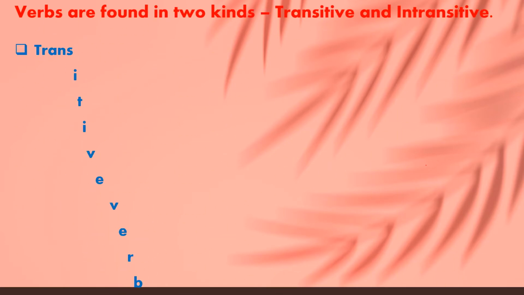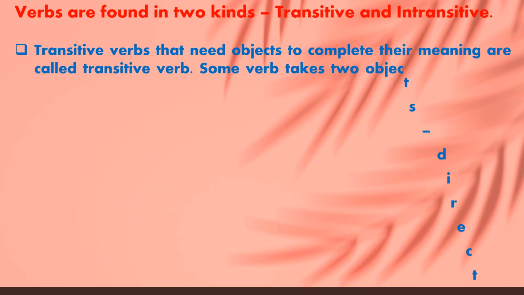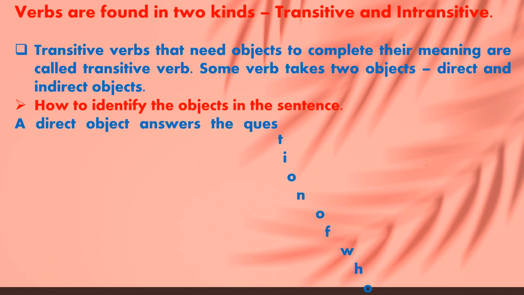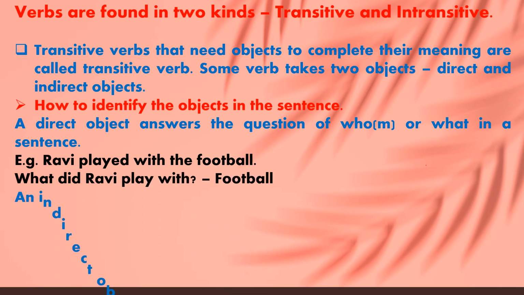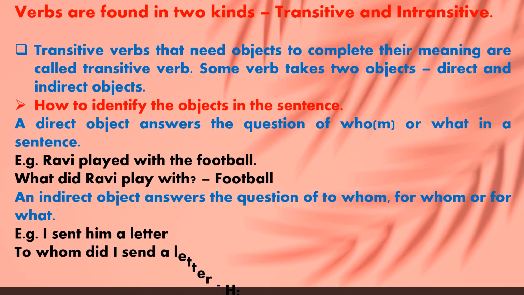Children, verbs are found in two kinds, transitive and intransitive. This I have already taught you in the earlier lesson, but once again let us revise. Verbs that need objects to complete their meanings are called transitive verbs. Some verbs take two objects, direct and indirect objects. So children, a verb which needs an object is a transitive verb, and there will be two kinds of objects, that will be direct and indirect object. Now how to identify the objects in the sentence?